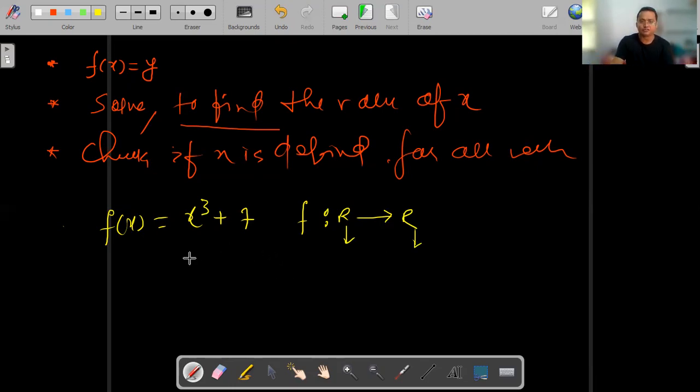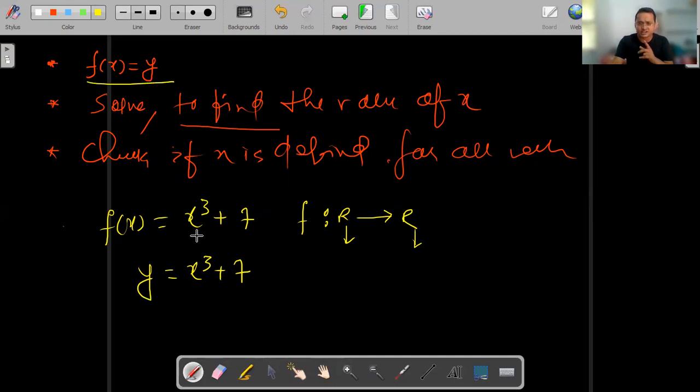So what will we do? The first step is f(x) = y. Then y = x³ + 7. We just follow the steps. Whichever steps are there, we have to follow them.